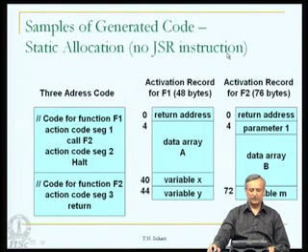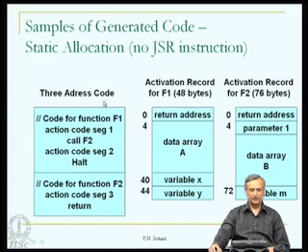So, let us look at the generated code for function calls, etc. First of all, in the case where we have static allocation, and then we look at the case where there is dynamic allocation. Even with static allocation, let us assume that there is no jump subroutine instruction to begin with, and then we will see the minor modification needed when there is a jump subroutine instruction available.